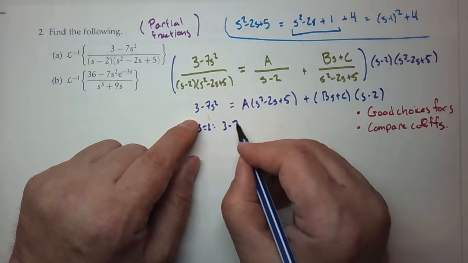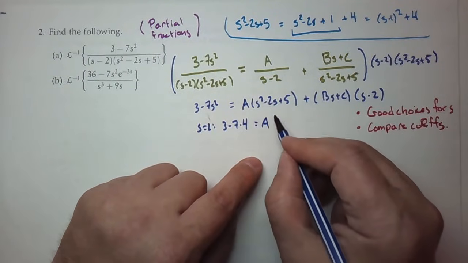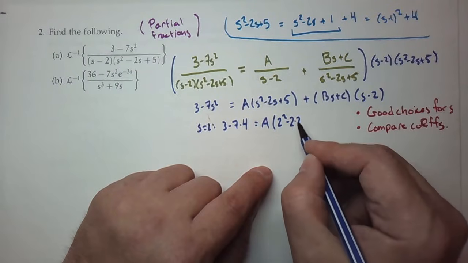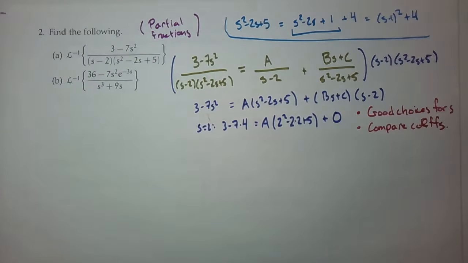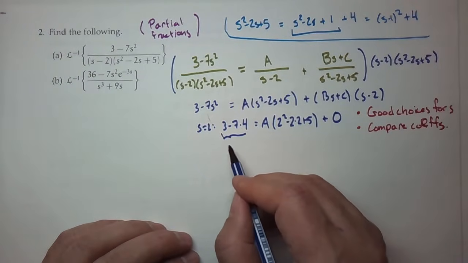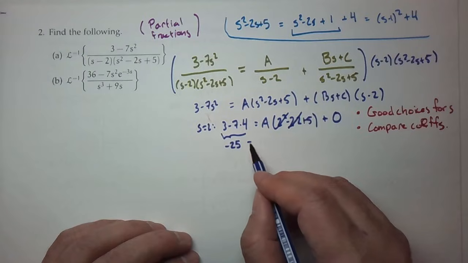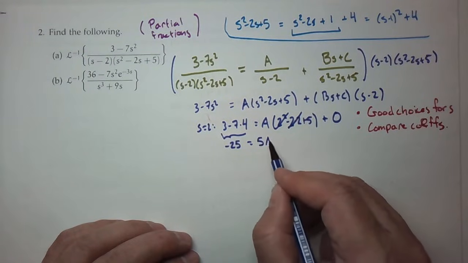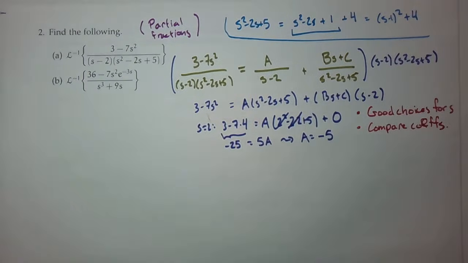We get 3 minus 7 times 2 squared. Well, that's 3 minus 7 times 4, is equal to A times 2 squared minus 2 times 2 plus 5, and then plus 0. That's the whole point. 0's a friend. We like 0. So great, 3 minus 28, also known as negative 25. 4 minus 4 cancels, that's nice. So we get negative 25 is equal to 5 times A. So what is A? It's negative 5. All right, now we know A. Are there other obvious good choices?